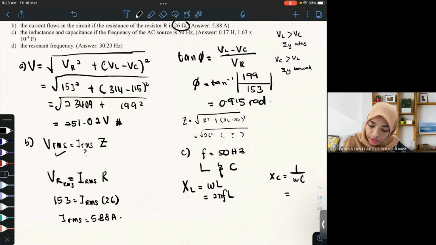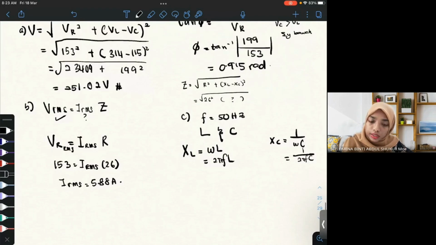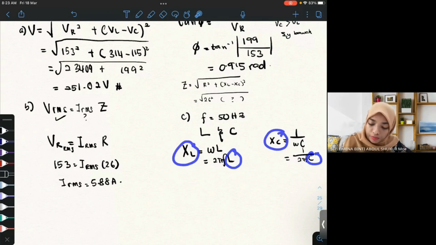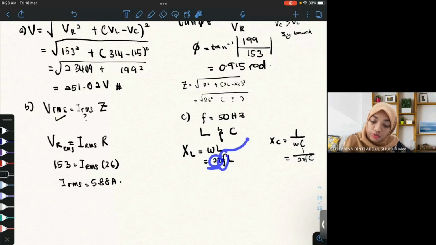And then it will become 2 pi FC. Okay, so you can find the value of the inductor and the capacitor if you know the value of the XL dan XC. Sebab the other term dekat sini adalah 2 pi is a constant, frequency is given in the question. So kita kena cari dulu nilai XL dan XC. Macam mana nak cari nilai XL dengan XC ini?